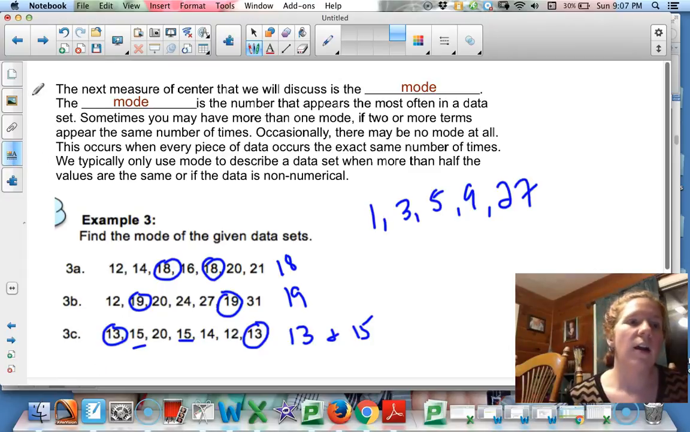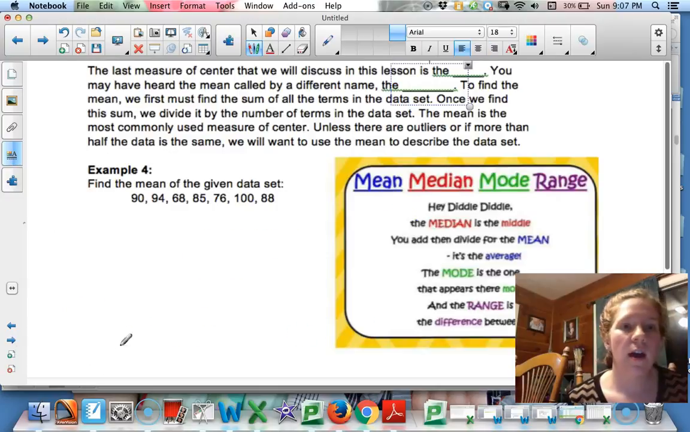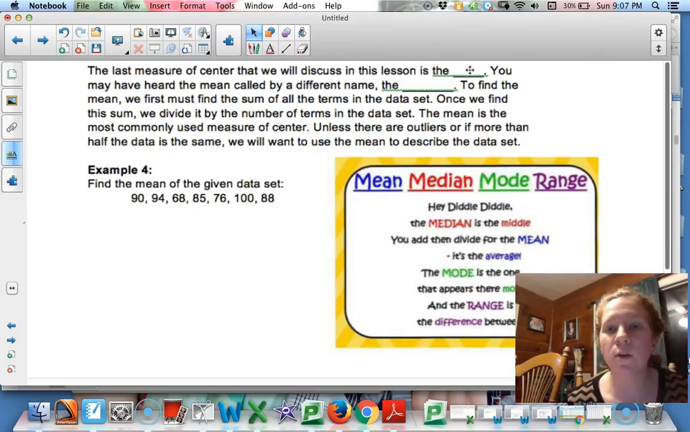Okay, all right, one last measure of center, and it's probably the one that's used the most frequently. It is the mean. You've probably heard it called the average as well. They mean the same thing. The mean is the most commonly used. It's also the one that takes the most effort, because what you have to do to find the mean, I'm sure you remember this from elementary and middle school, is that we have to add up all of our values and then divide by the number of values you have.